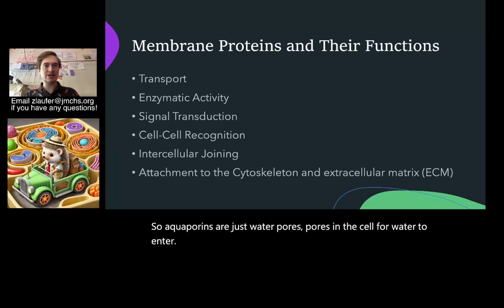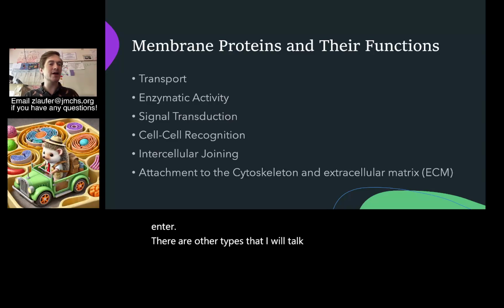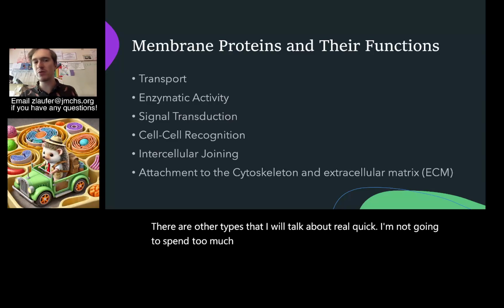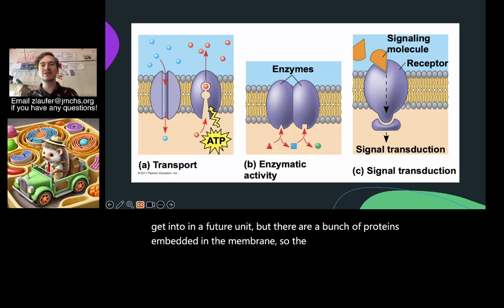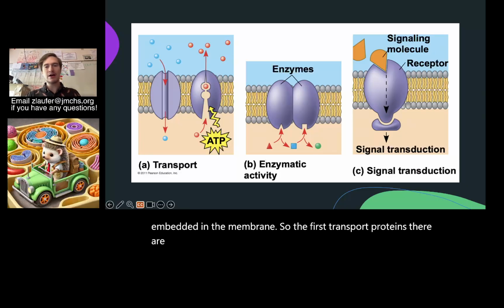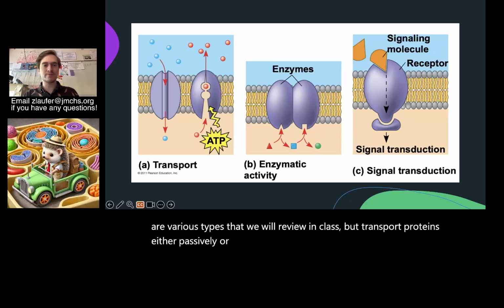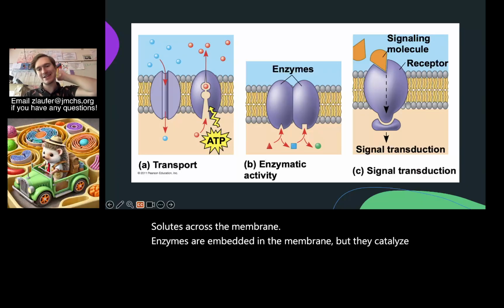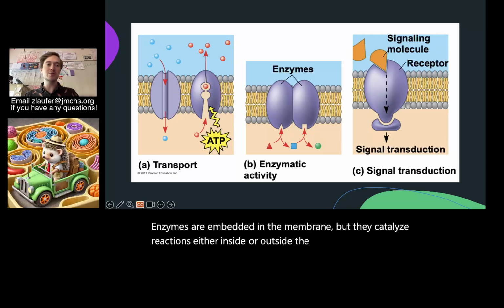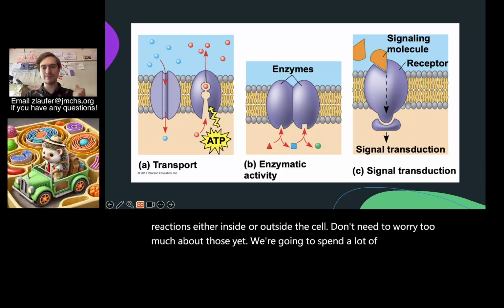There are other types that I will talk about real quick. I'm not going to spend too much time on these because some of them we will get into in a future unit, but there are a bunch of proteins embedded in the membrane. So the first, transport proteins. There are various types that we will review in class, but transport proteins either passively or actively will transport solutes across the membrane. Enzymes are embedded in the membrane, but they catalyze reactions either inside or outside the cell. Don't need to worry too much about those yet. We're going to spend a lot of time with them next unit.